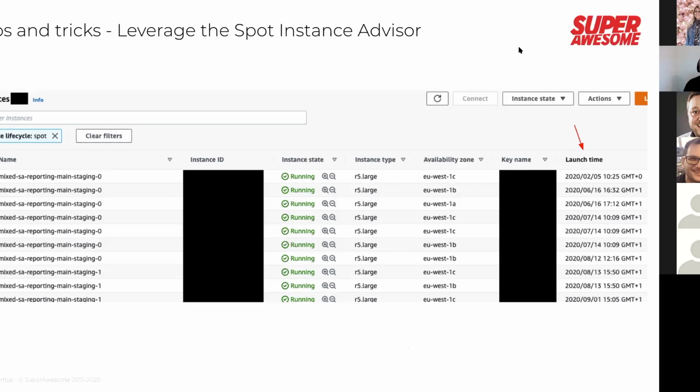This is an example of how long we keep our spot instances. I went yesterday on the AWS console and took a screenshot of this. So we are in October 2020. You can see that on that account, we have a spot instance that was started in February, so 8 months ago, and others over the summer, so 3 to 4 months ago.